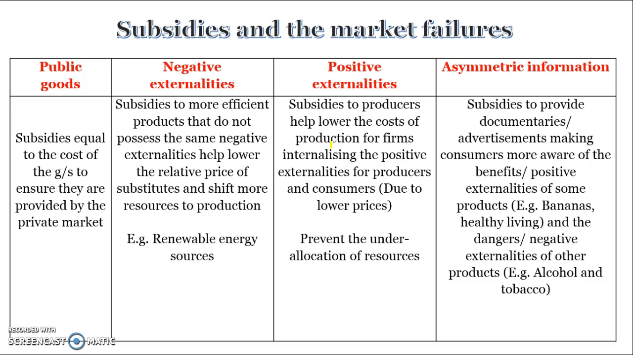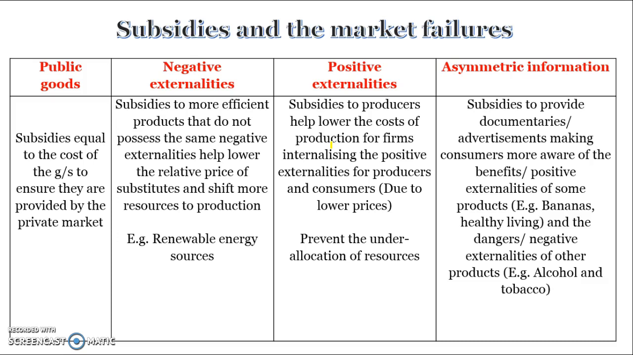With negative externalities, we subsidise to achieve a more efficient allocation of resources. So we subsidise products that potentially don't have the same negative externalities to lower their relative price. A good example is subsidising renewable energy. You could argue that renewable energy has positive externalities, or you could argue that it helps to prevent the incidence of negative externalities. So to prevent negative externalities, we can subsidise other products that are less harmful. For example, in the market for energy, we can subsidise renewable energy to lower its relative price, and therefore there's less carbon emissions in society.